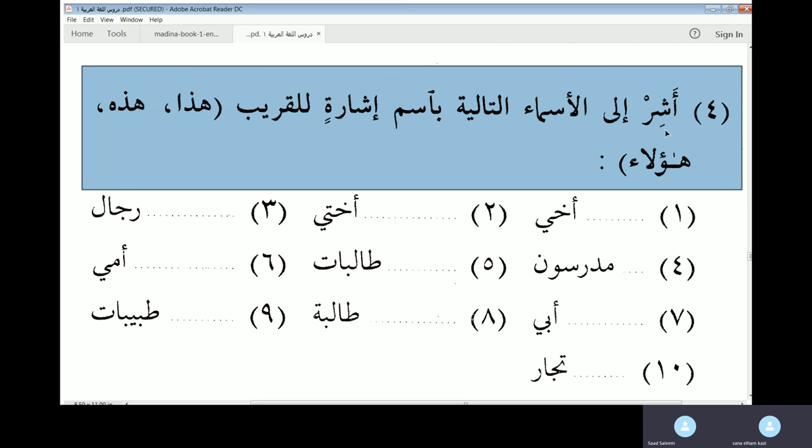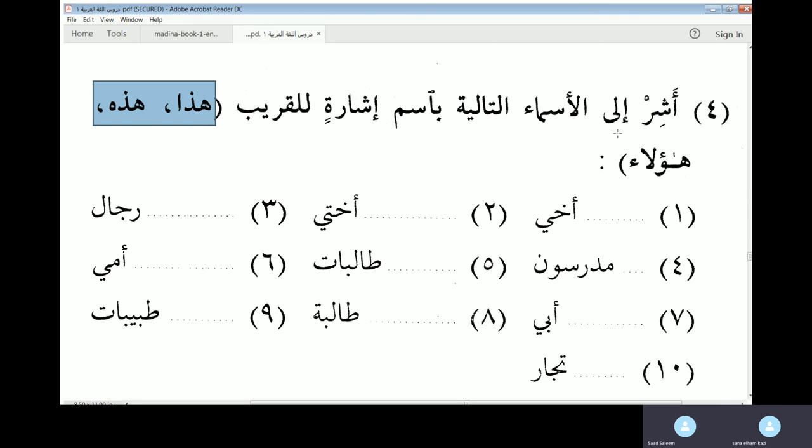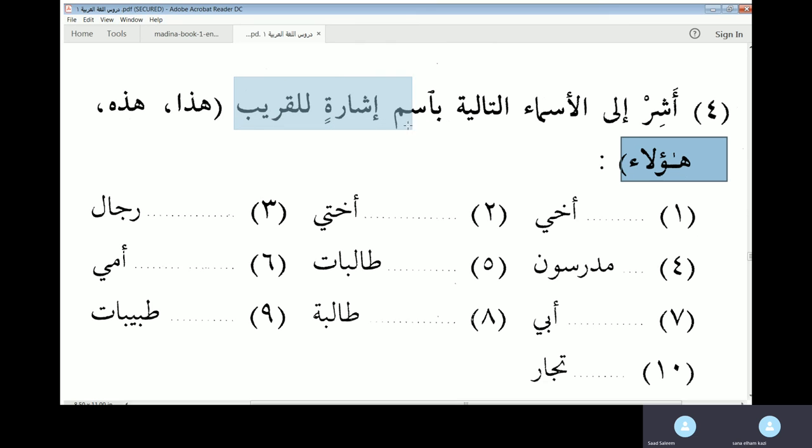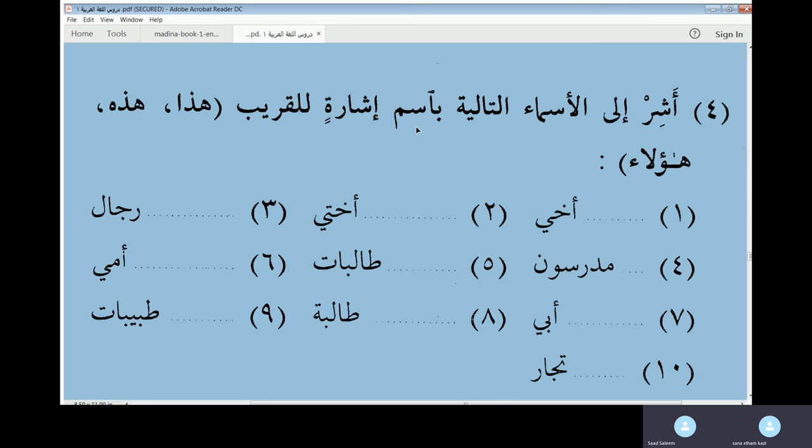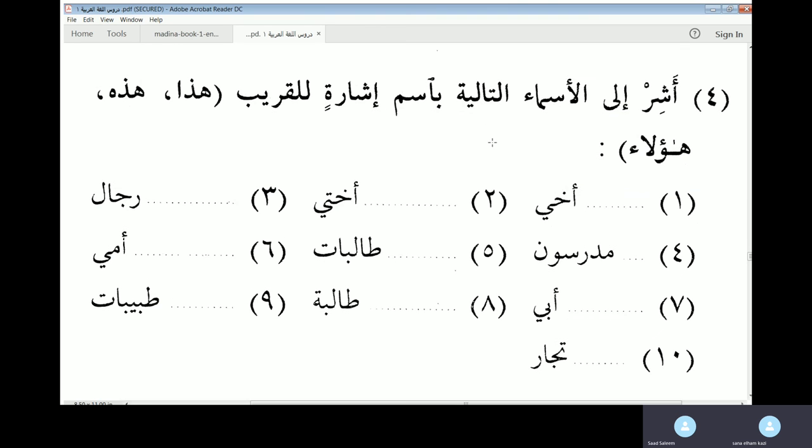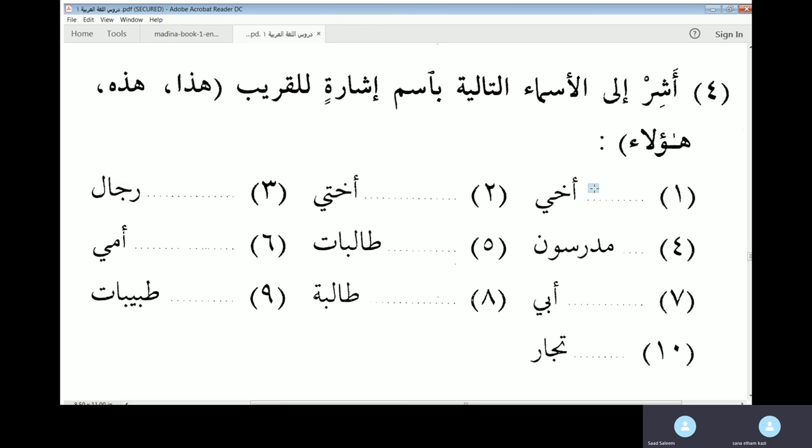Bismi isharatin: by using ismi ushara lil kareeb, the near demonstrative noun. The name of all these words, haza, hazihi, haula, is ismi ushara lil kareeb. Haza akhi. This is my brother. Hazihi ukhti. This is my sister.